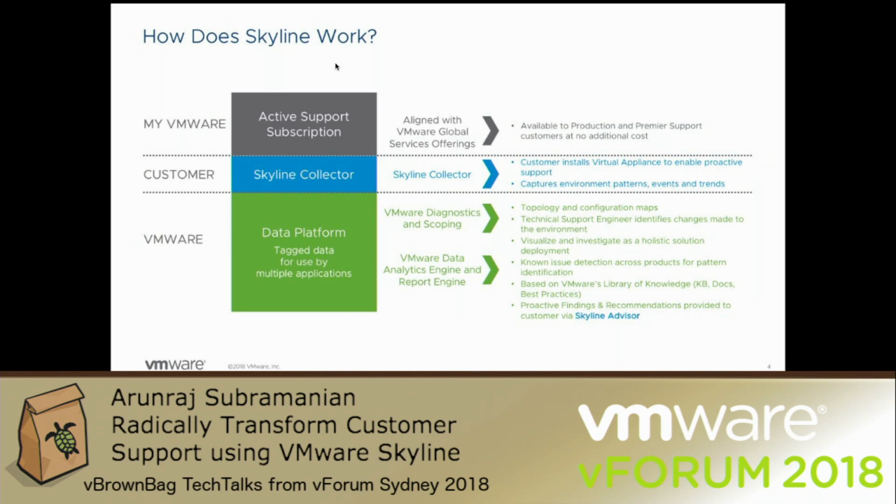As a customer, you would basically install Skyline, which is an appliance called the collector, and the collector is the one that is going to collect data, which is going to help you with proactive support. On the VMware side, we have a data analytics platform, which is going to use the incoming data for scoping and giving information about the analytics.